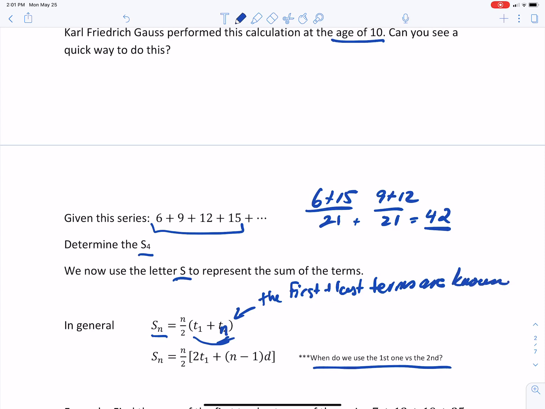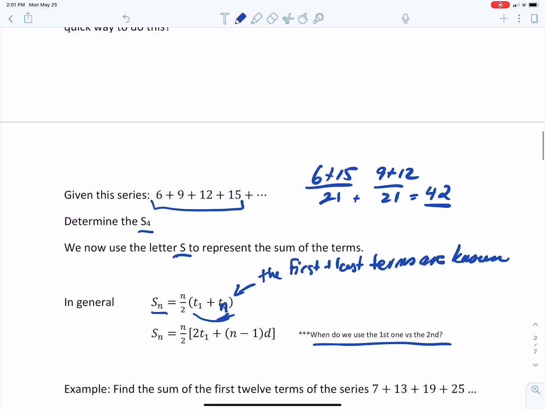And now I'm looking at the other one, and here I don't need to know the last term, but I need to know the first term and then just how many terms I'm adding up. So here we know the first term and a number of terms to add up.